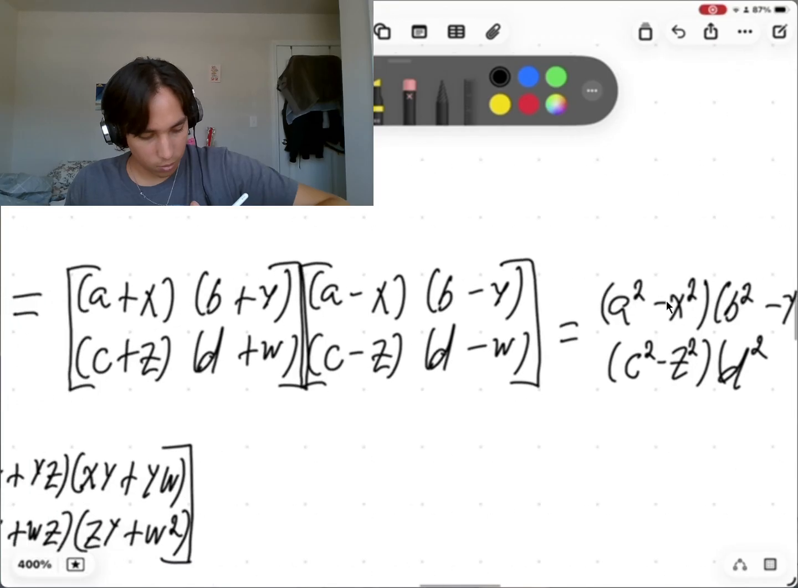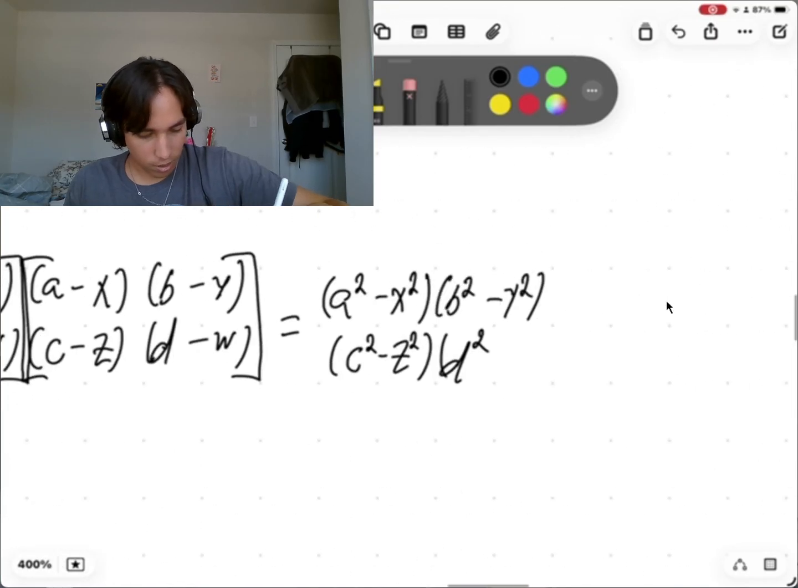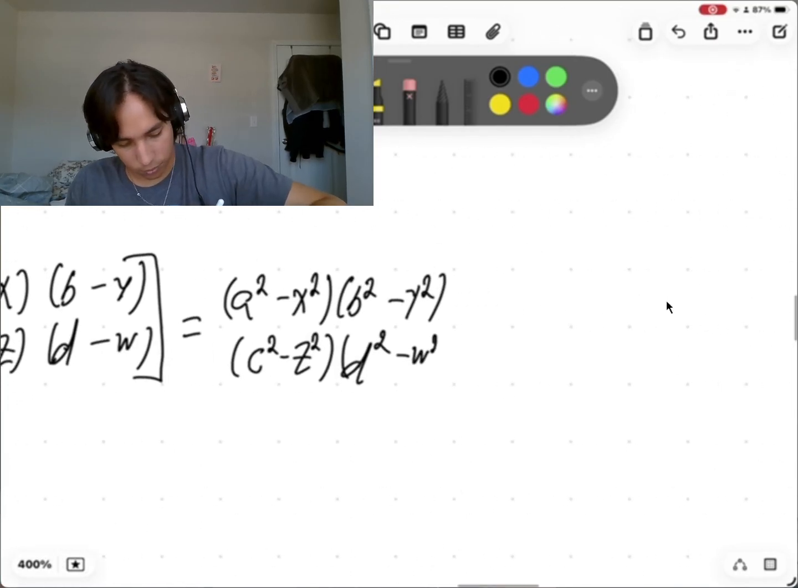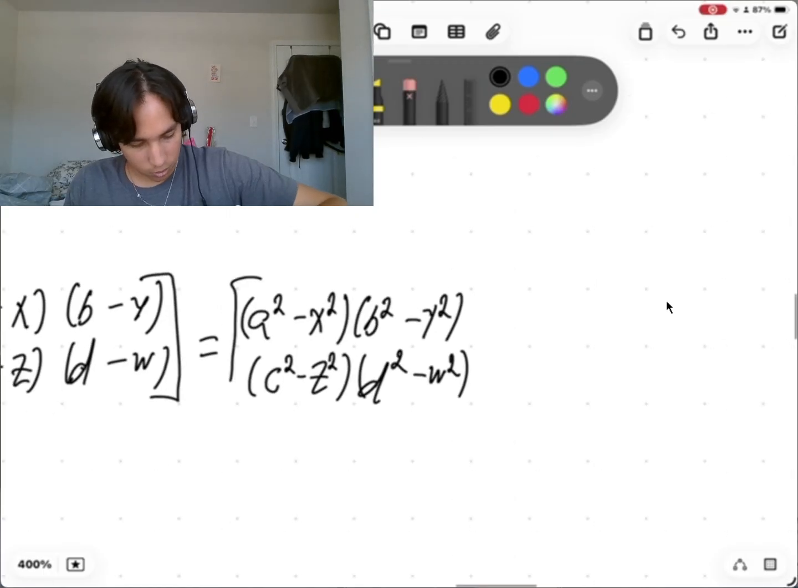So yeah, what I was saying, d squared minus w squared. That is the resulting matrix.